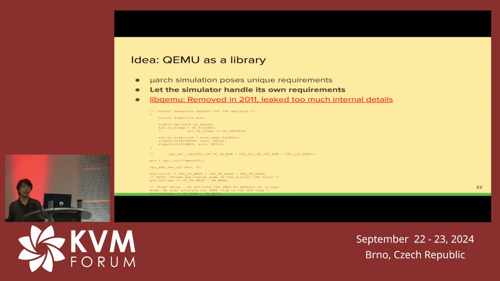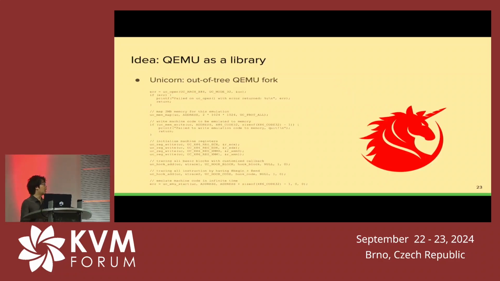These requirements for microarchitecture speculation are very specific to microarchitecture. So it is not appropriate to implement all of this complexity in QEMU. Instead, it is more natural to let the simulator drive execution. In the past, we had something called libqemu, but it is now removed. It leaked too many internal details and was not very easy to use. And there is an out-of-tree QEMU fork called Unicorn, but it is, yeah, out-of-tree. So why don't we have an in-tree solution?